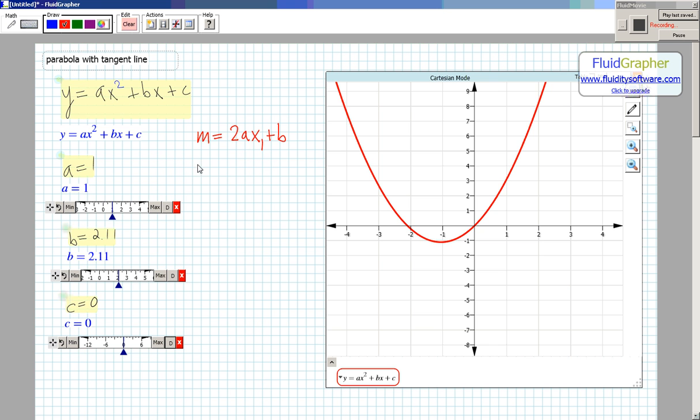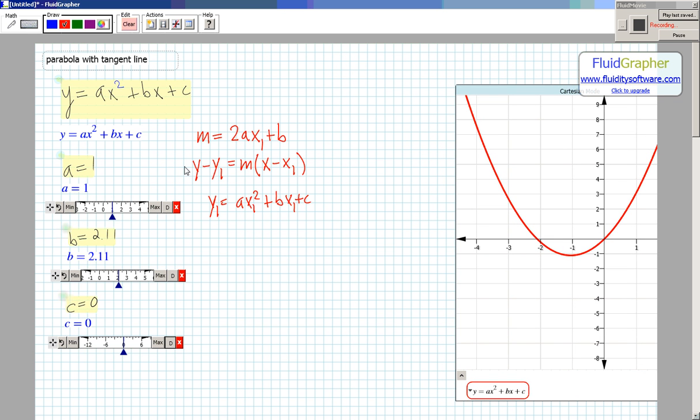I say x sub 1 because I'm going to write a general equation for a line, y minus y sub 1 equals m times x minus x sub 1, at any point x sub 1, y sub 1. So the general equation of a line is a function y of x, where the slope of that line is determined by a point on the parabola. The point on the parabola is defined by x sub 1 and y sub 1, where y sub 1 is constrained by the parabola to be a x sub 1 squared plus b x sub 1 plus c.